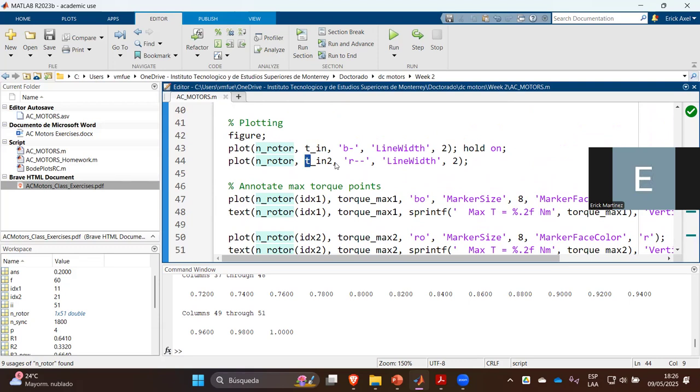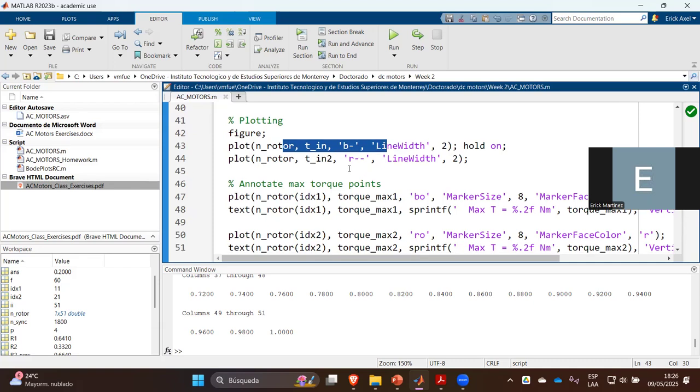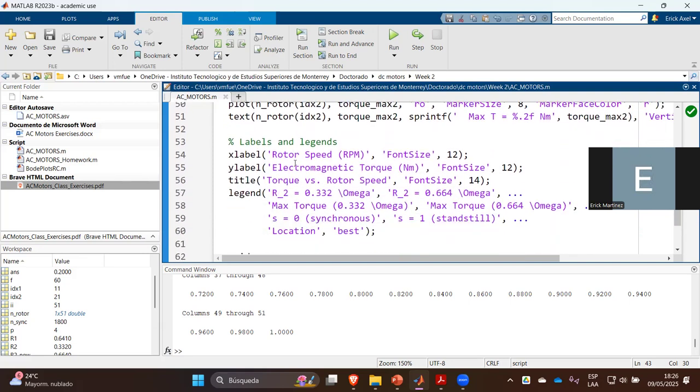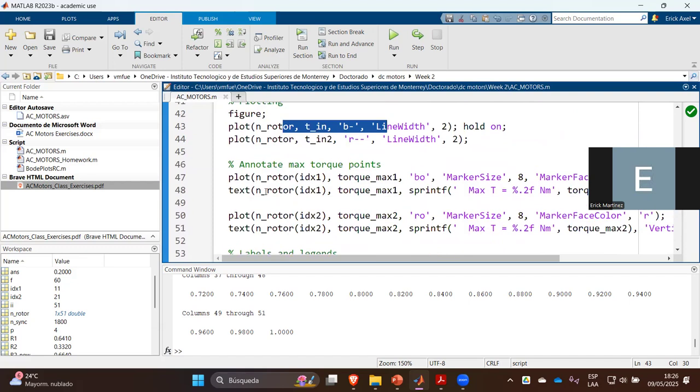This is the speed and this is the induced torque for R2 times 2, and this is the original one. And here I am plotting the values of the maximum torque and the speed at which they occur. Okay, so let's plot here.